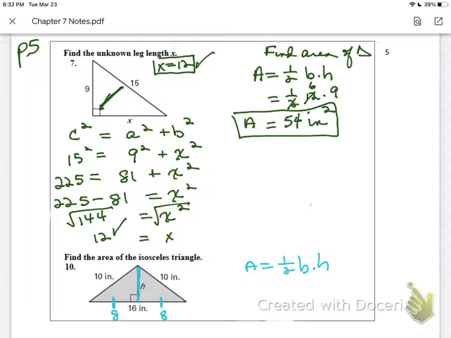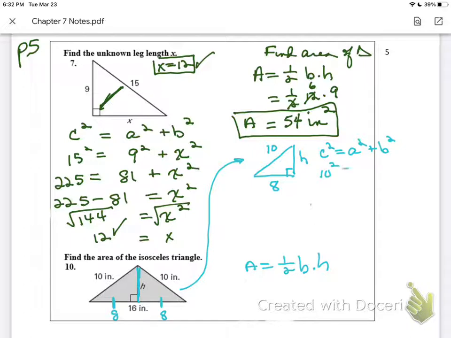Okay, so I need to figure out the height. So I'm going to come up here, and I'm going to take half of the triangle. This is an 8. This is the missing height. That's your right angle. And this is a 10. So what do I know? I know it's a right triangle, and I know that c squared is going to equal a squared plus b squared. In this situation, the c is the biggest side, as it always is.